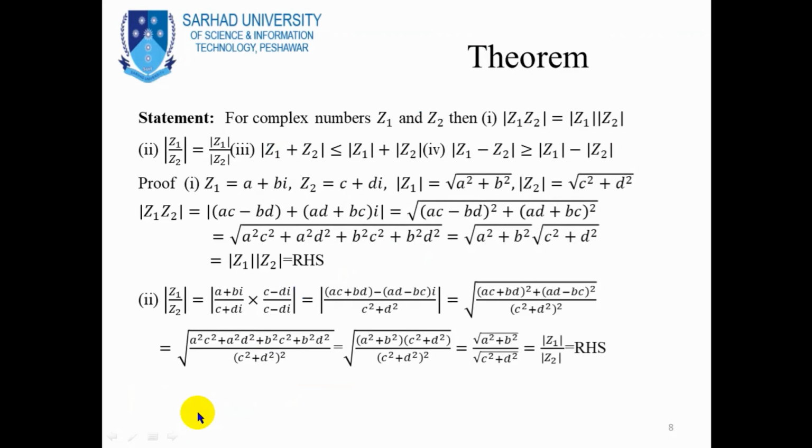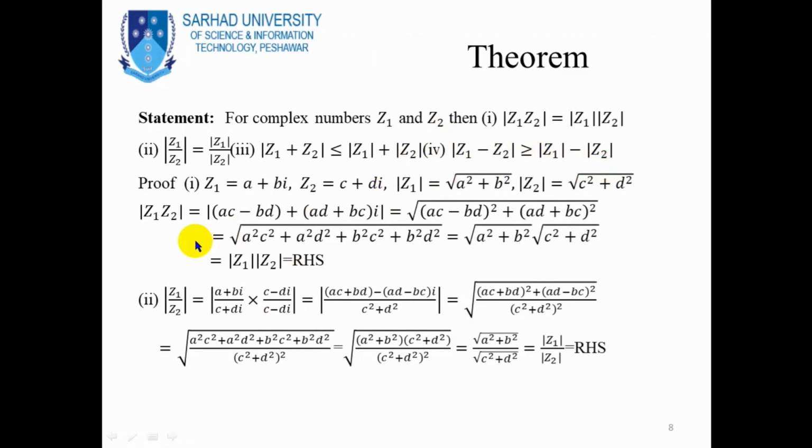Now the statement. For example, Z1 and Z2 are two complex numbers for the theorem. Then the magnitude of the product of Z1 and Z2 is equal to Z1 magnitude times Z2 magnitude. Similarly, the magnitude of Z1 divided by Z2 is equal to Z1 magnitude divided by Z2 magnitude. Part 3 of this theorem: magnitude of Z1 plus Z2 is less than or equal to Z1 magnitude plus Z2 magnitude. And the fourth one is the magnitude of Z1 minus Z2 is greater than or equal to Z1 magnitude minus Z2 magnitude.